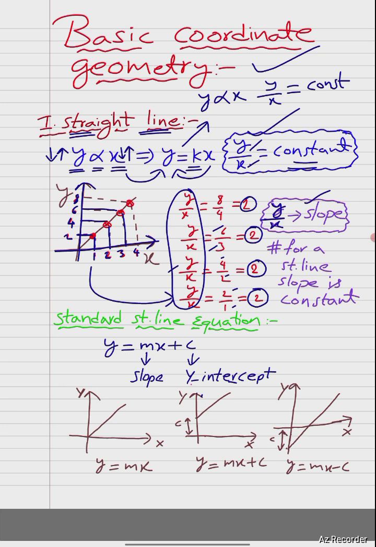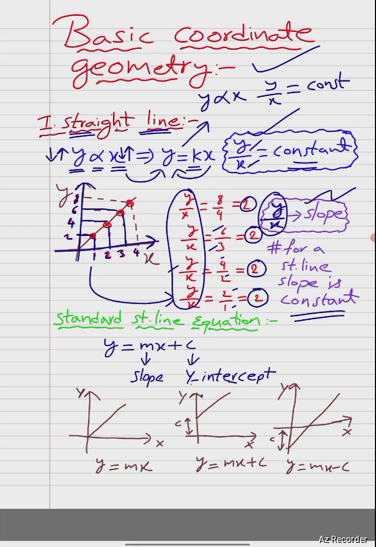So for a straight line the slope is constant. We can say that the slope is constant for a straight line because the y by x is constant. The slope is also constant for a given straight line relation.